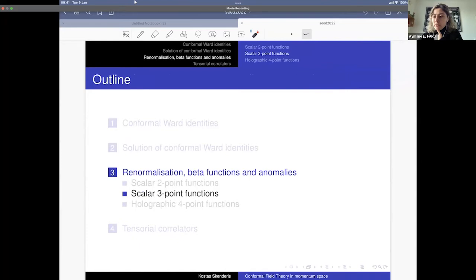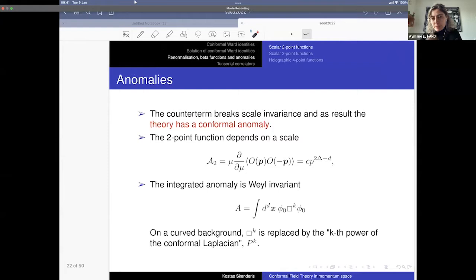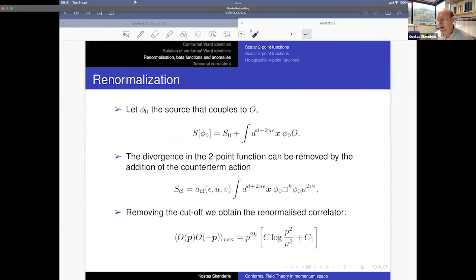Actually, I have one question. Does the anomaly come from the regularization procedure? The anomaly comes because it is impossible to have a non-trivial operator with a specific scaling dimension and have a well-defined theory in the ultraviolet. It's a combination. So you need to regularize because you have short distance singularities.